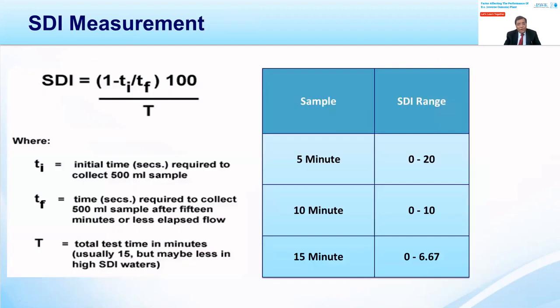What is SDI? How do we measure it? Basically, this is the formula for determining the SDI. We take the sample in 5 minutes. SDI range is 0 to 20, for 10 minutes 0 to 10, and for a 15 minute sample 0 to 6.67. The total test time is around 15 minutes for SDI, and we have a kit. I will show you how this kit is designed and how it works.